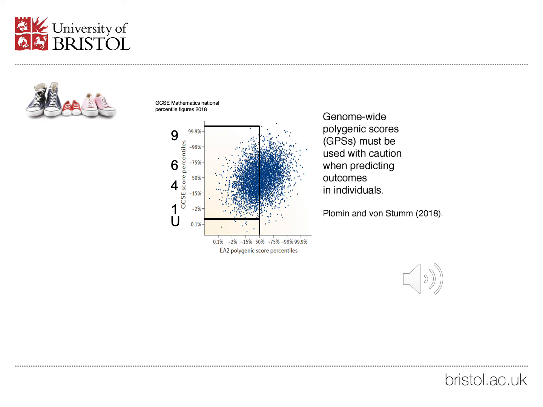A person with a 50% EA2 polygenic score has the potential to achieve the whole range of GCSE mathematics grades in the 2018 examinations. Even when selecting only for grade 9, the scores range from 15% to 75%. Most of those with the highest EA2 scores did not achieve level 9.